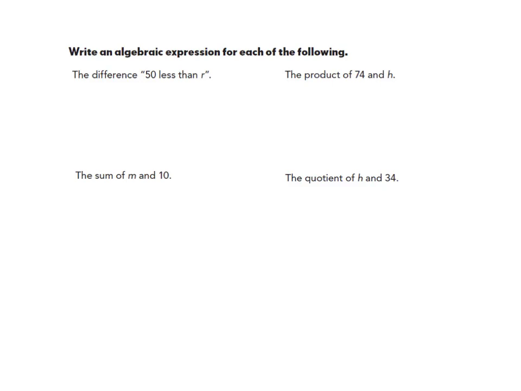Okay, the first one is the difference of 50 less than r. That meant I had an r, and I took 50 away from it. The next one, the product of 74 and h. The best answer is 74h. That's our new way of writing it, where we think of 74 as what's called a coefficient.